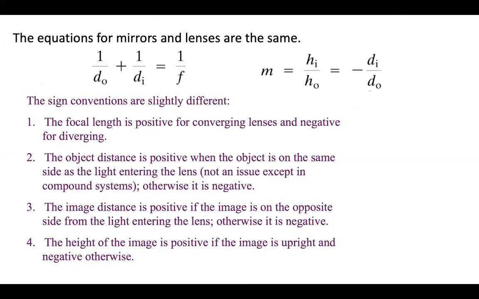So you can read the rules. The focal length is positive for converging lenses, negative for diverging lenses. The object distance, again, is always positive. It says, except for compound systems, we're not going to deal with compound systems.